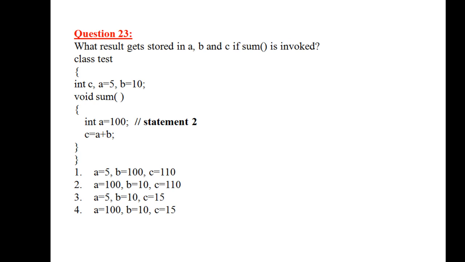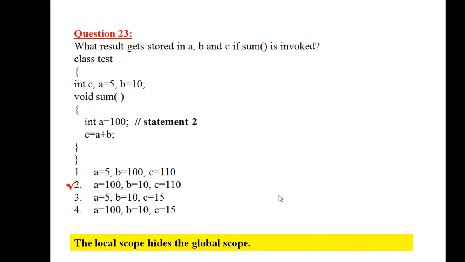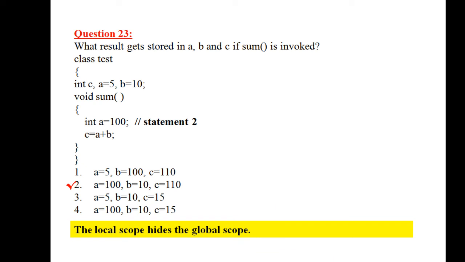Question number 23. What result gets stored in A, B and C if sum is invoked? Means if you invoke this method, what would be the values of A, B and C? It would be 100 for A, B would be 10 and C would be 110. Because the local scope hides the global scope.